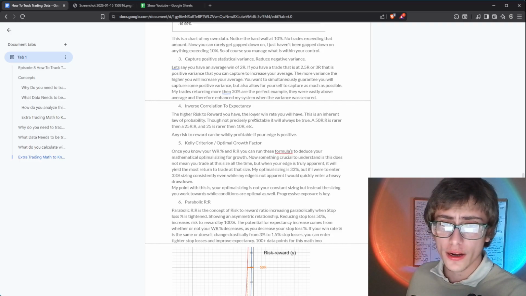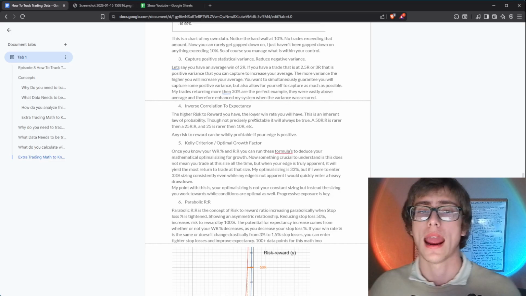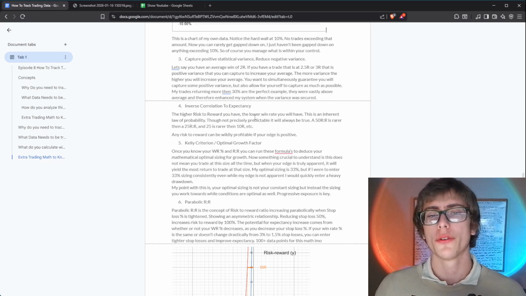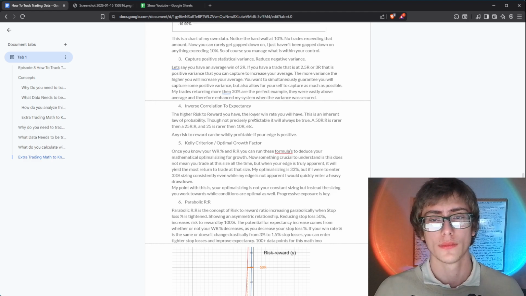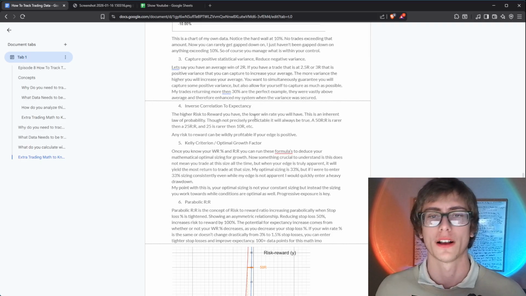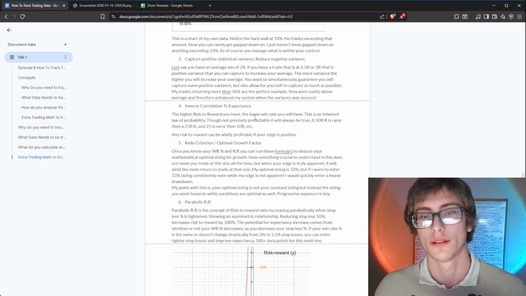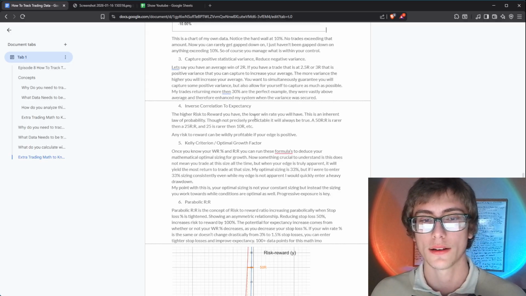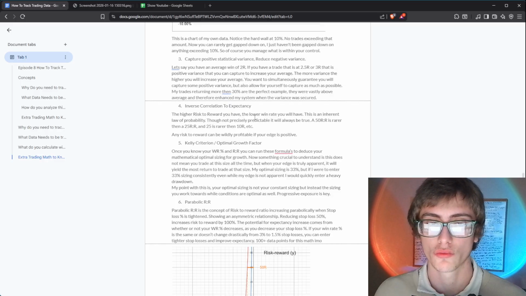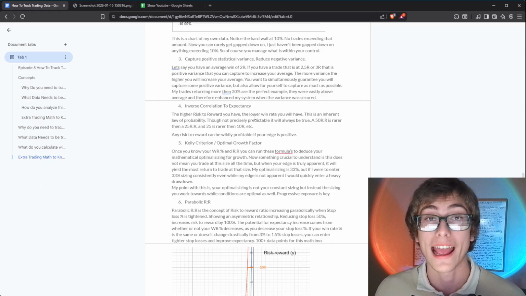So the higher risk to reward you have, the lower win rate you will have. This is an inherent law of probability. Though not precisely predictable, it will always be true, right? A 50 risk to reward is rarer than a 25 risk to reward, and 25 is rarer than 10. 10 is rarer than 5. 5 is rarer than 1, etc., right? It's just inherently true, right? But any risk to reward can be wildly profitable if your edge is positive, right?